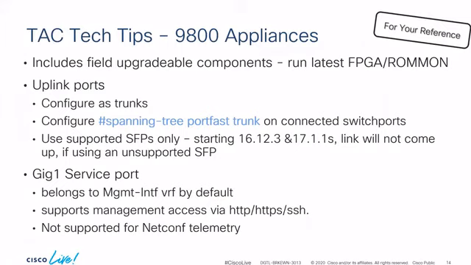Secondly, for the uplink or distribution ports on the 9840, it is generally recommended that you configure them as trunks. You have the option to configure them as a layer 3 port, but configuring a layer 3 port and using that as wireless management is not recommended. So the ideal condition would be to set up these uplinks as trunks. And what you would do on the connected switch port is have spanning tree portfast trunk enabled, to allow for faster convergence.